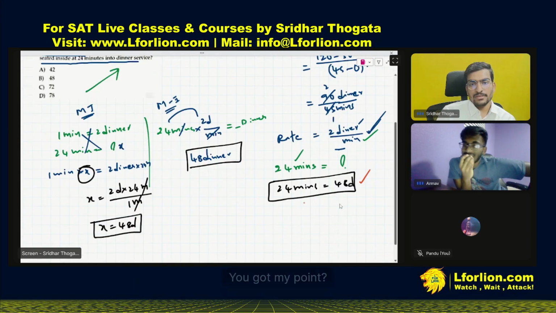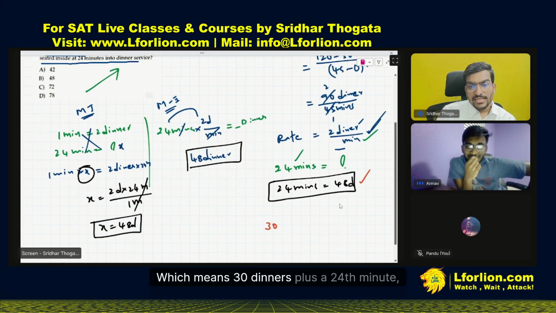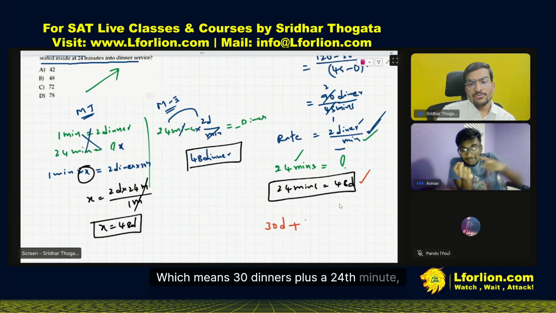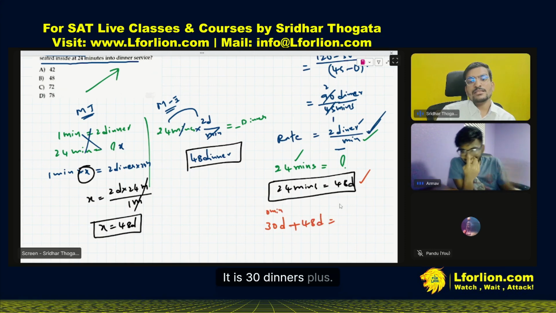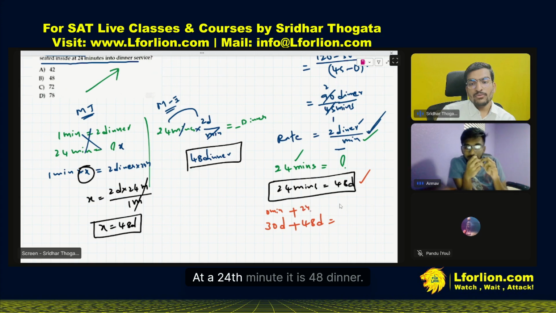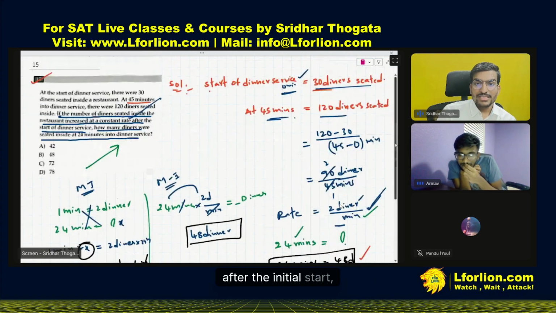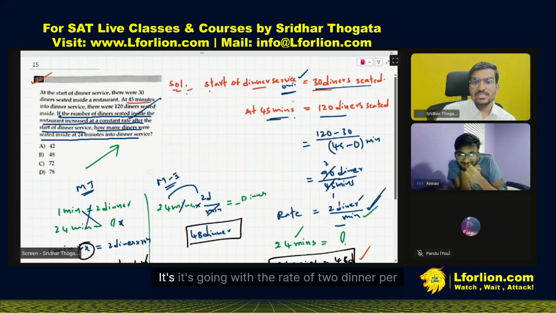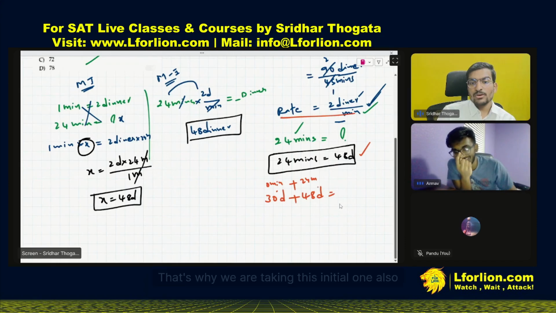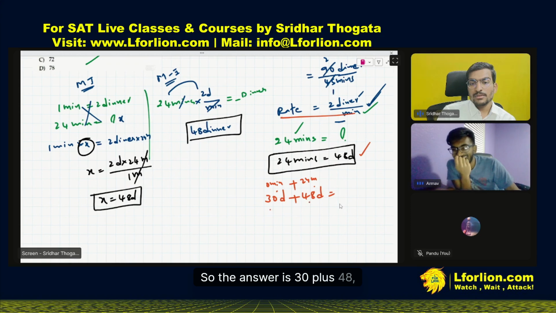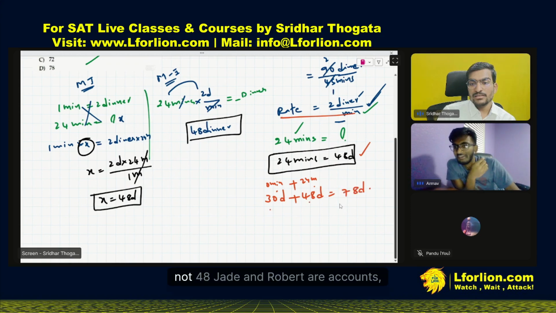You got my point? Which means 30 dinners at the 0th minute, plus at the 24th minute it is increasing. After the start of the dinner service, it's going at a rate of 2 dinner per minute. That's why we are taking this initial one also, then at the 24th minute there are 48 dinners extra. So the answer is 30 plus 48, which is 78 dinners, not 48.